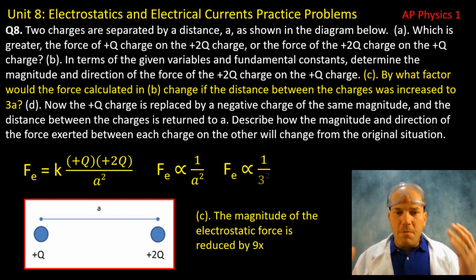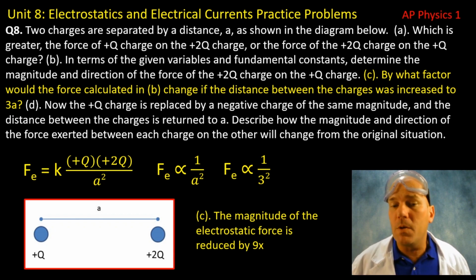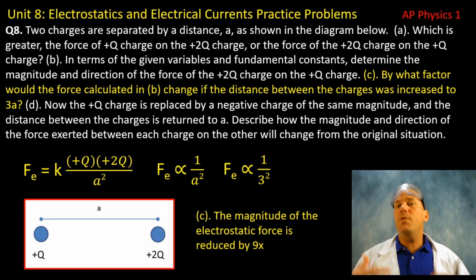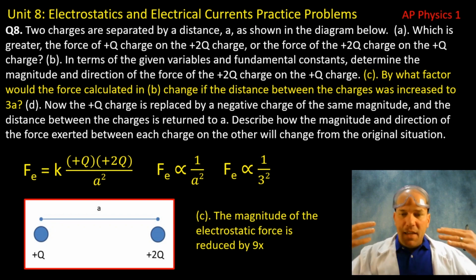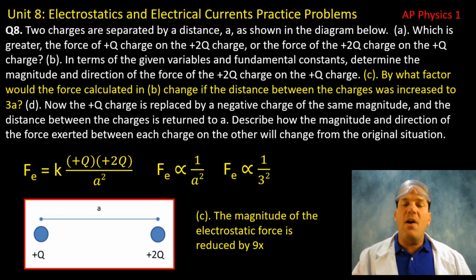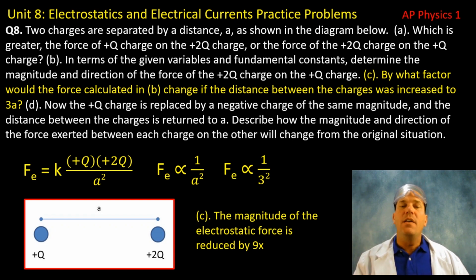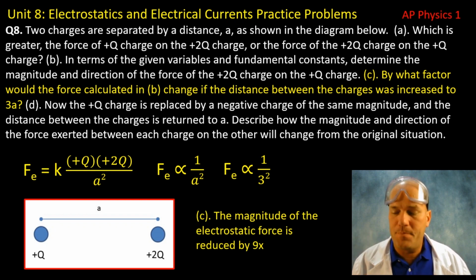And so if we put in numbers here, we have that the electrostatic force is proportional to 1 over 3, but that 3 is squared. So what is that saying? It's saying the distance is 3 times greater. Well, 3 squared is 9, so our electrostatic force goes down 9 times. It's 9 times less the force that it was when at distance A.